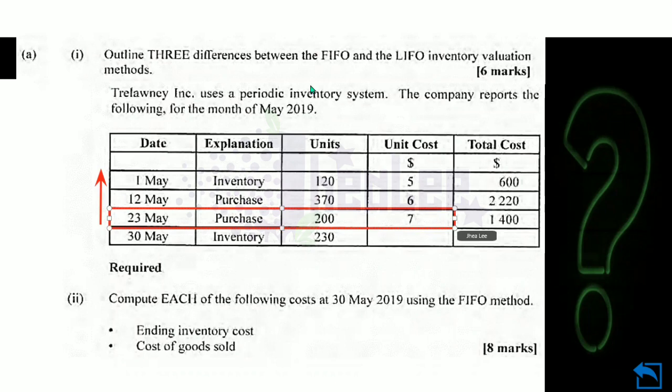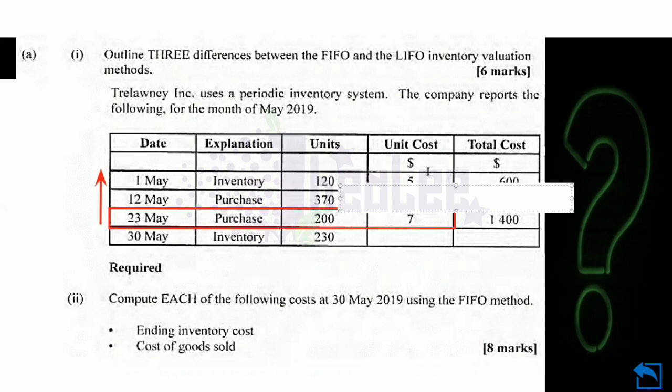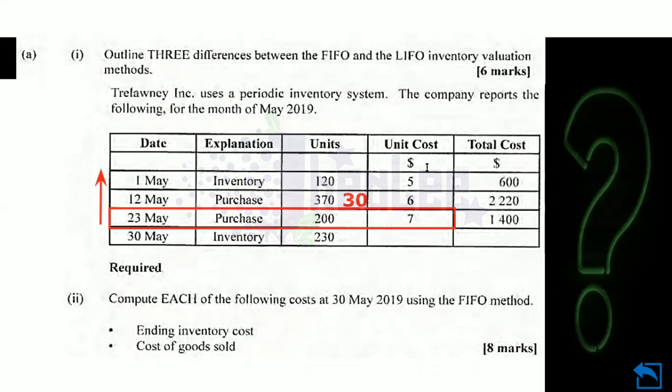But remember, the question told us that we have 230 units left. Now, the additional 30 units will be taken from the purchase that was made on May 12, and that unit would be 30. Okay, so what we're seeing is that the units that we have remaining comprise of May 23rd, 200 units, and we have 30 units remaining that were purchased May 12, and the cost per item is $6. Now we're going to use this information to do our calculation.